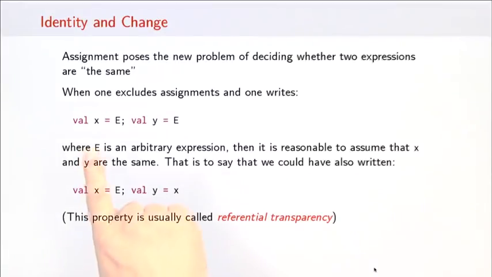Let's say we had two value definitions, x = e and y = e, where e is an arbitrary expression, and we don't consider any assignment. Then it's reasonable to assume that x and y are the same. By that we mean that we could also have written x = e and y = x, and that the two forms of definitions would mean the same thing. That property is usually called referential transparency.